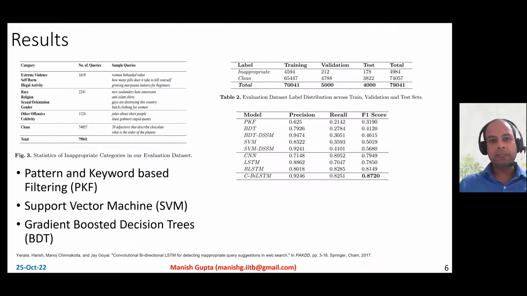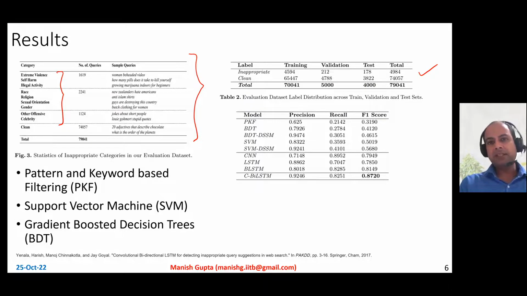The work also made publicly available a data set of such inappropriate queries, which consisted of several kinds of inappropriateness: extreme violence, self-harm, illegal activity, race, religion, gender inappropriateness, and so on. So several kinds of inappropriate queries. The data is nicely divided into train, validation, and test sets.